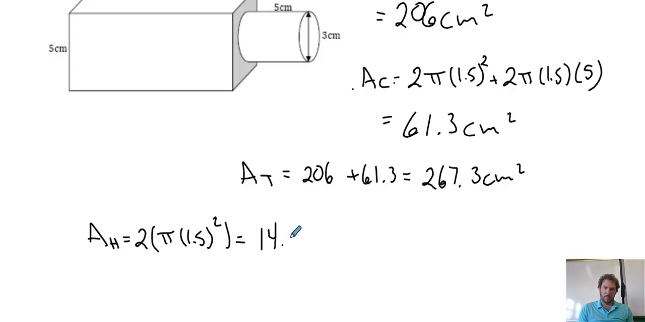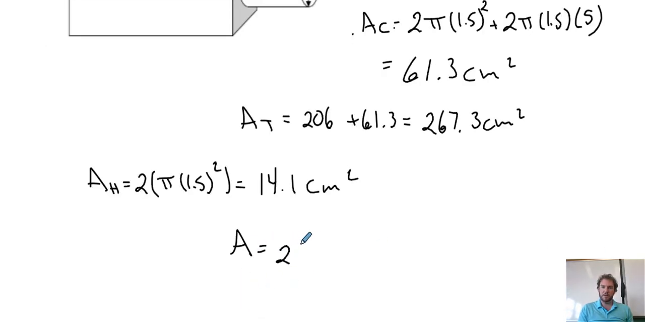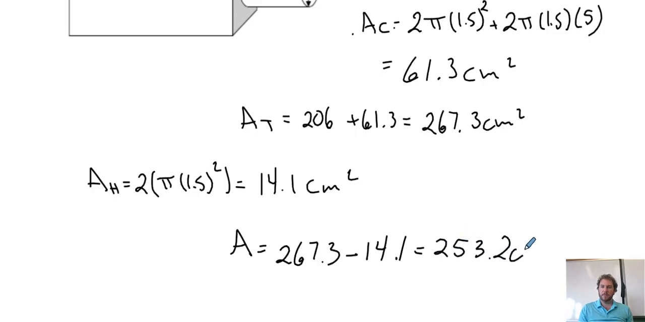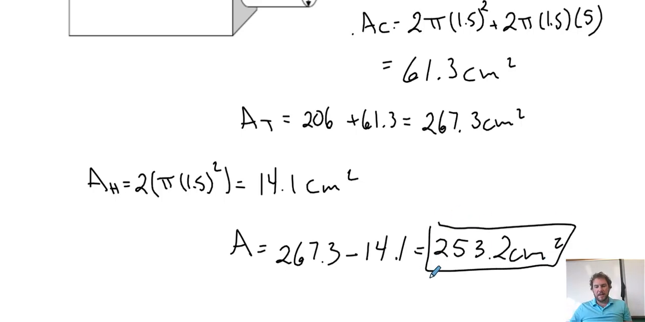So 2 times pi r squared is 14.1. So what that means is that my total, my final answer, my surface area is going to be 267.3 minus 14.1. And that is 253.2 centimeters squared. Okay. So that is it.